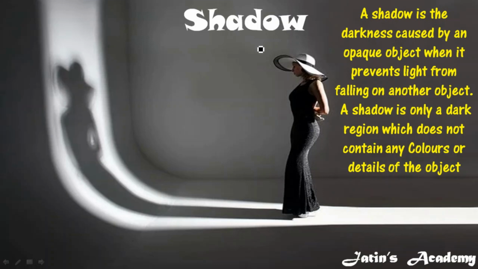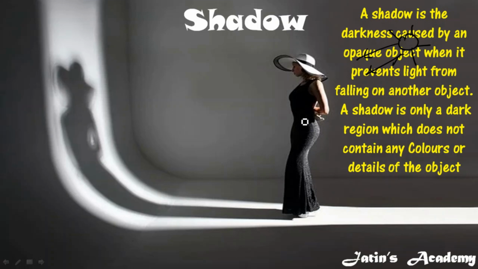The next topic is shadow. What do you mean by shadow? Might be you have seen these kinds of shadows in your daily life. So what is a shadow? A shadow is a darkness caused by an opaque object. For example, whenever we have a source of light and in front of the source of light one opaque object is there.